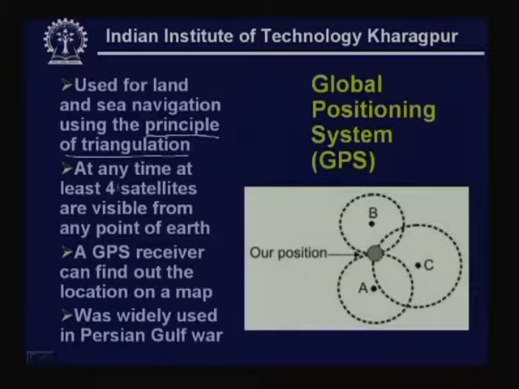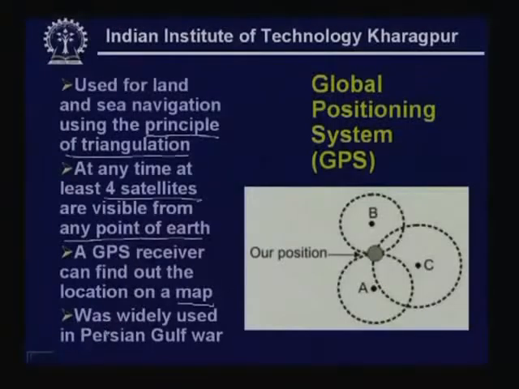So, the requirement is that at any point of time at least 4 satellites should be visible to the user or from any point of the earth. It is not necessary that the user has to be on the earth, it can be in space also. For example, it can be used from an aircraft. So, a GPS receiver can find out the location on a map. Nowadays there is no need to use the compass, but you can use a GPS receiver for the purpose of positioning. In fact, this was widely used in the Persian Gulf War for identifying the position of different vehicles used in war.